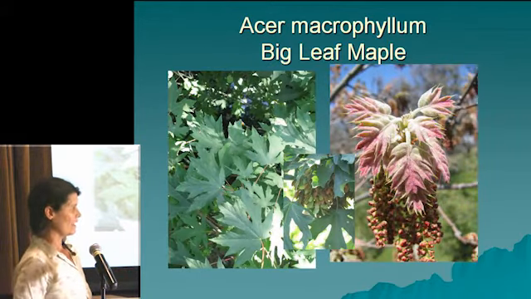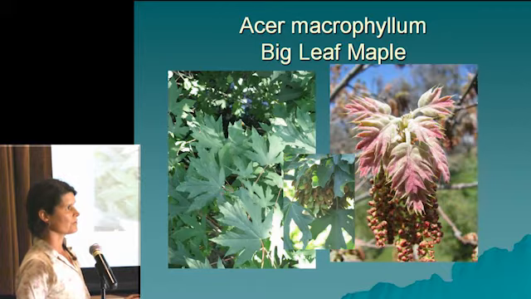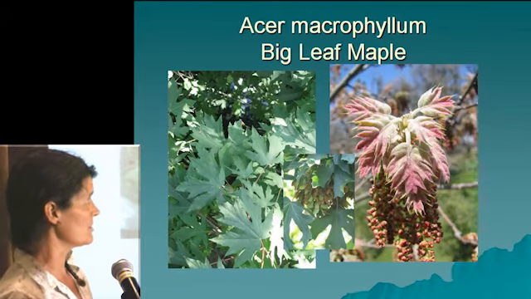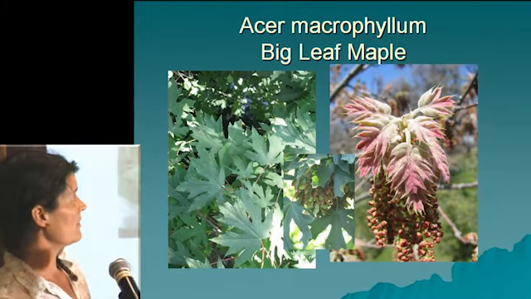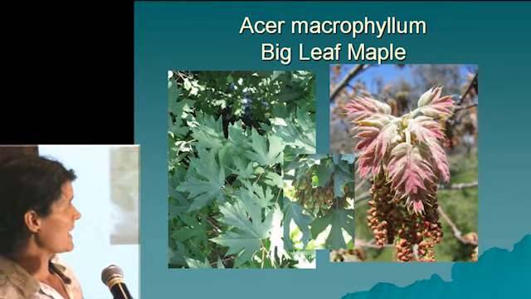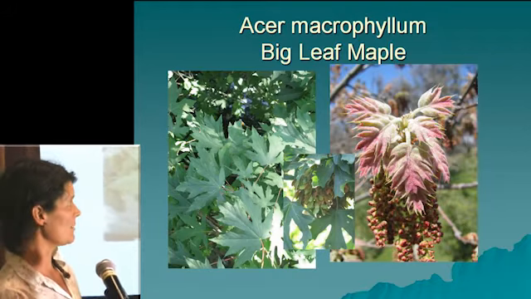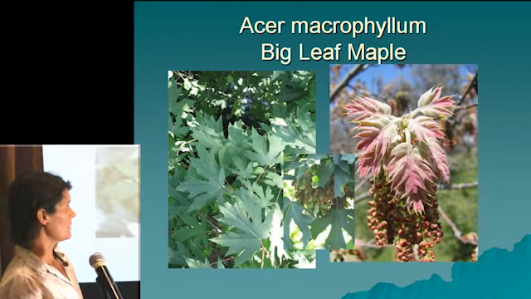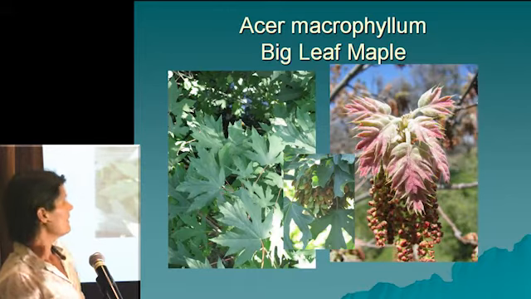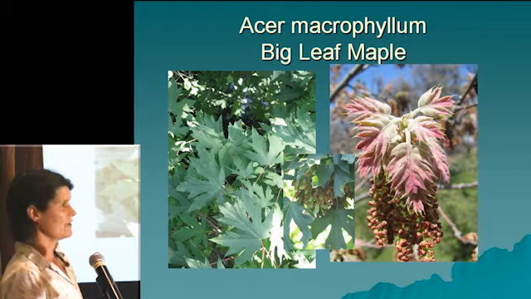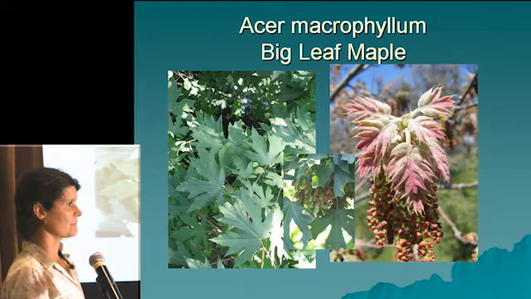So, Acer macrophyllum, big leaf maple, beautiful tree. It is deciduous, but you actually can get some nice fall colors with this tree. As in the picture on the right, which was taken in March, the new leaves are coming out with the catkins, and then the foliage comes out after it flowers, and you get some nice fruit, which is coming in now in the summertime.